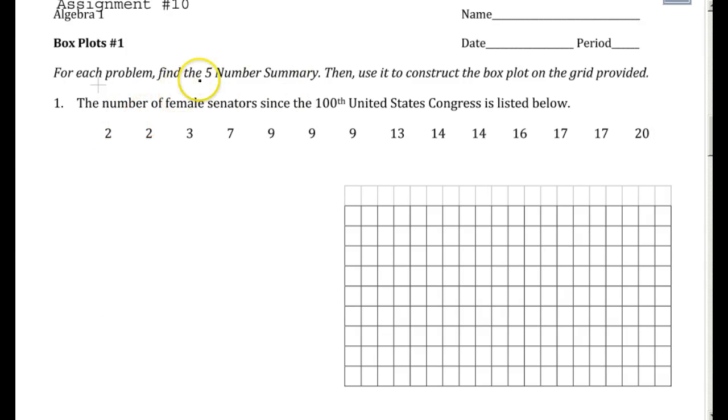First, let's do the 5-number summary. That's the beginning. You'll notice these are in ascending order, so if you prefer descending, you can always flip it around, but either way really works.